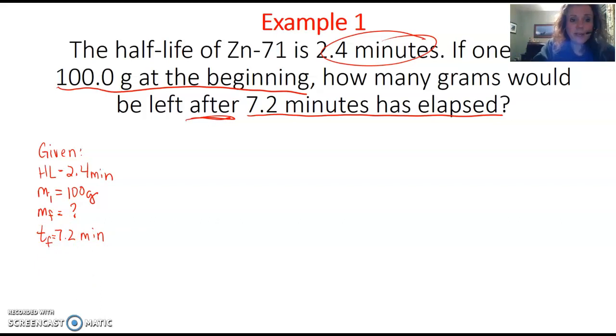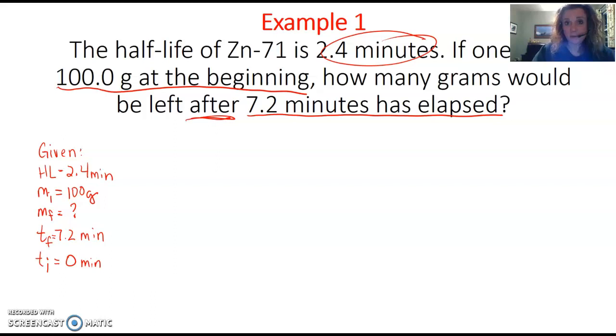There's one other time that I want you to write down in your inventory, and that is the initial time. So T sub I, initial time, is 0 minutes. Because at the beginning, no time has gone by. So our time then is 0. So here we've got our inventory.